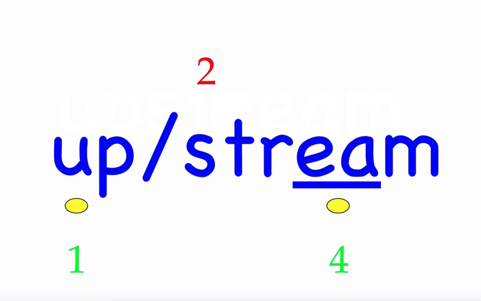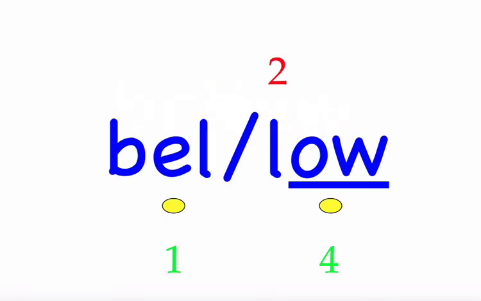Our final row is row 10. Bellow. The cow did bellow out a loud sound. Bellow. Bell, three sounds. B, E, Ul. Low, two sounds. Ul, O. Bellow. Mark the word.